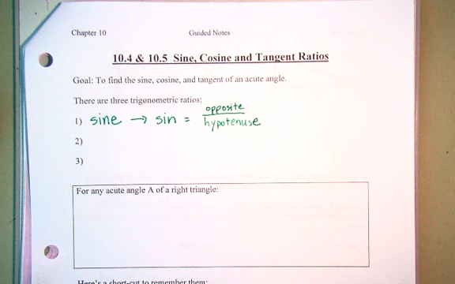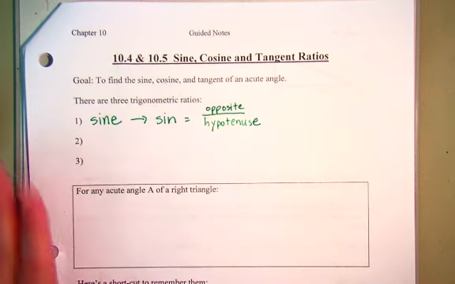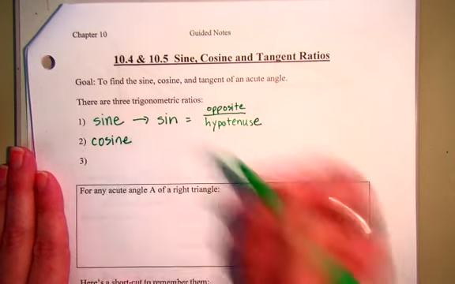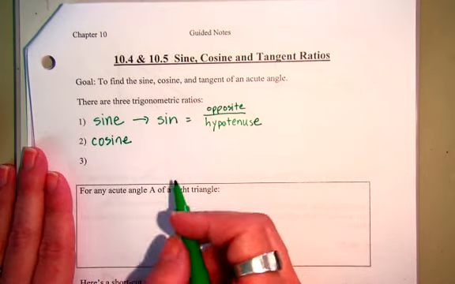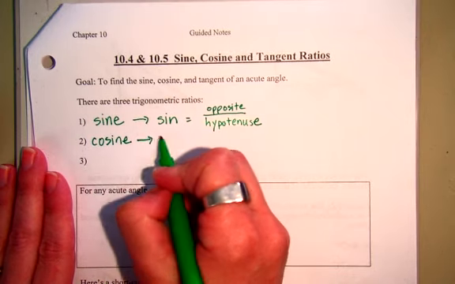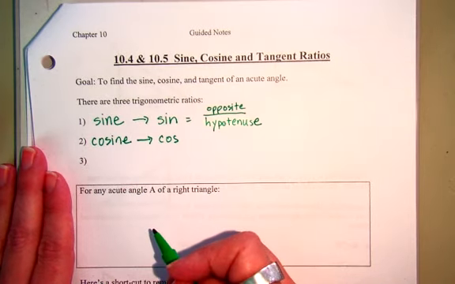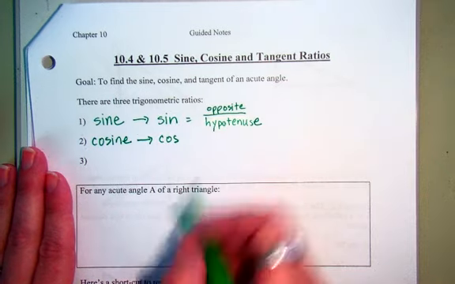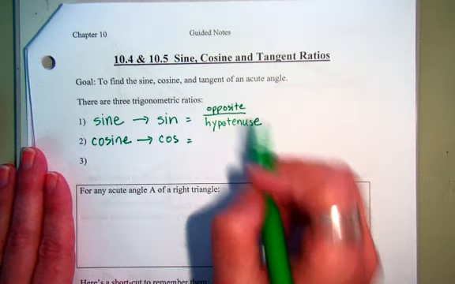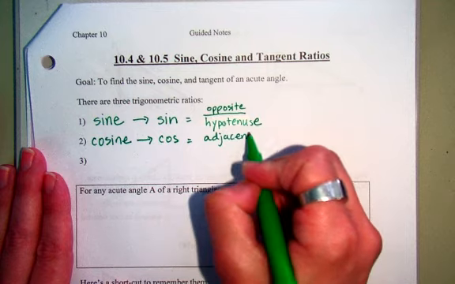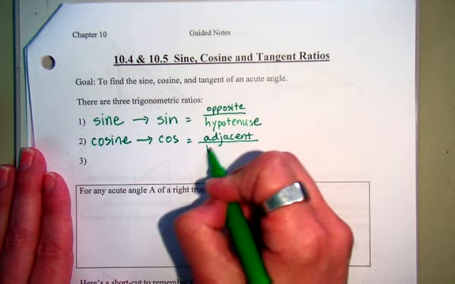Okay? And you're going to have to memorize these, but again, I'm going to show you an easy way to memorize them, okay? The second trig ratio is the cosine. It's spelled C-O-S-I-N-E, cosine. But we abbreviate it with just the first three letters, C-O-S. And again, it looks like cos, but we actually say cosine every time we see it. And what the cosine is, it's a ratio of the adjacent side over the hypotenuse.